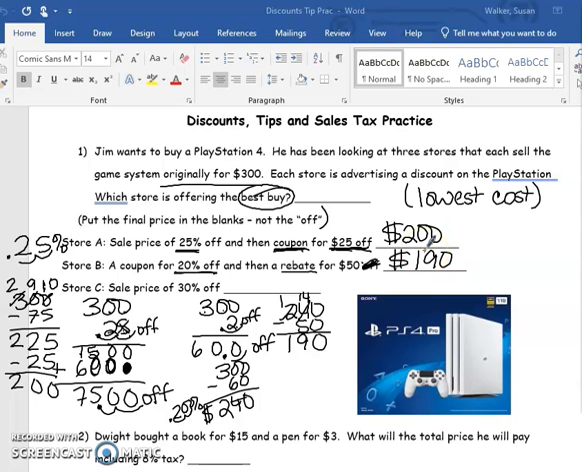So store C says the sale price. The sale price is going to be 30% off. So in this case, we would do our original price, $300. Change the percent, 1, 2, to a decimal, and multiply. 0.30 times 300 is 90.